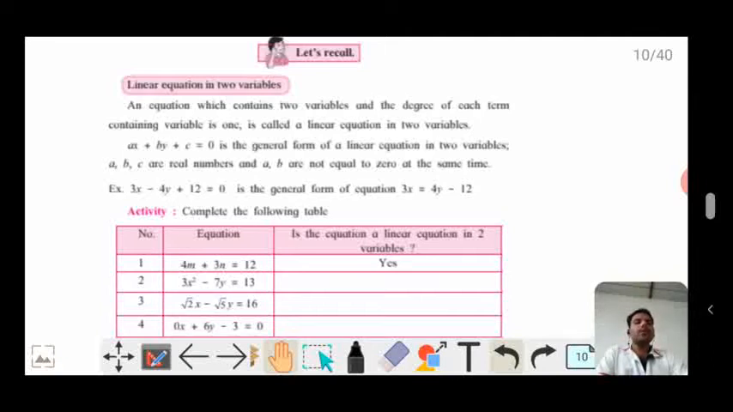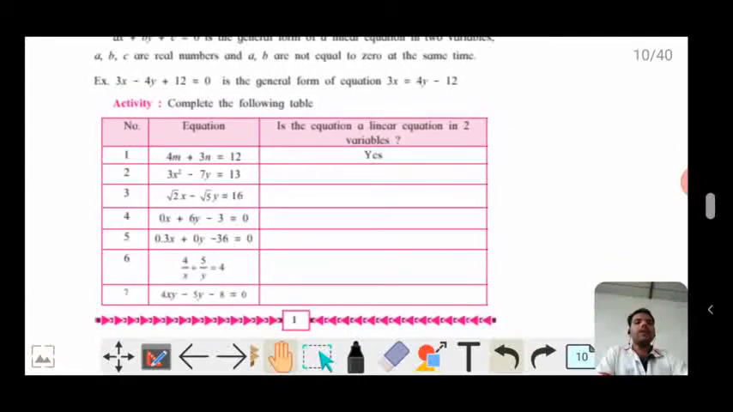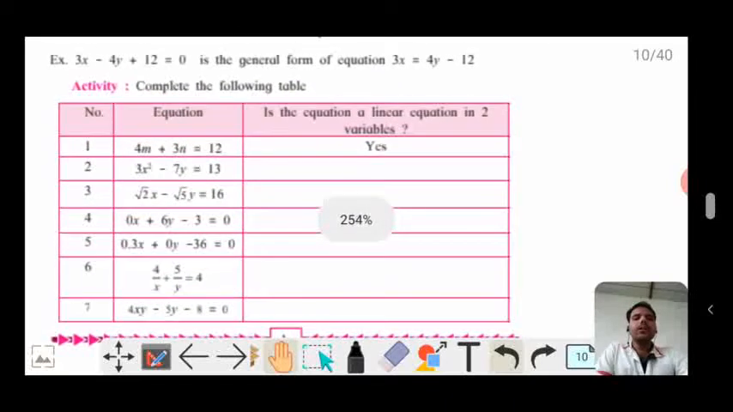So we have to identify whether these equations are linear equations in two variables or not. In the first example, they say yes, it is a linear equation in two variables. So how can we identify these? We have discussed it earlier, so once again we discuss it.